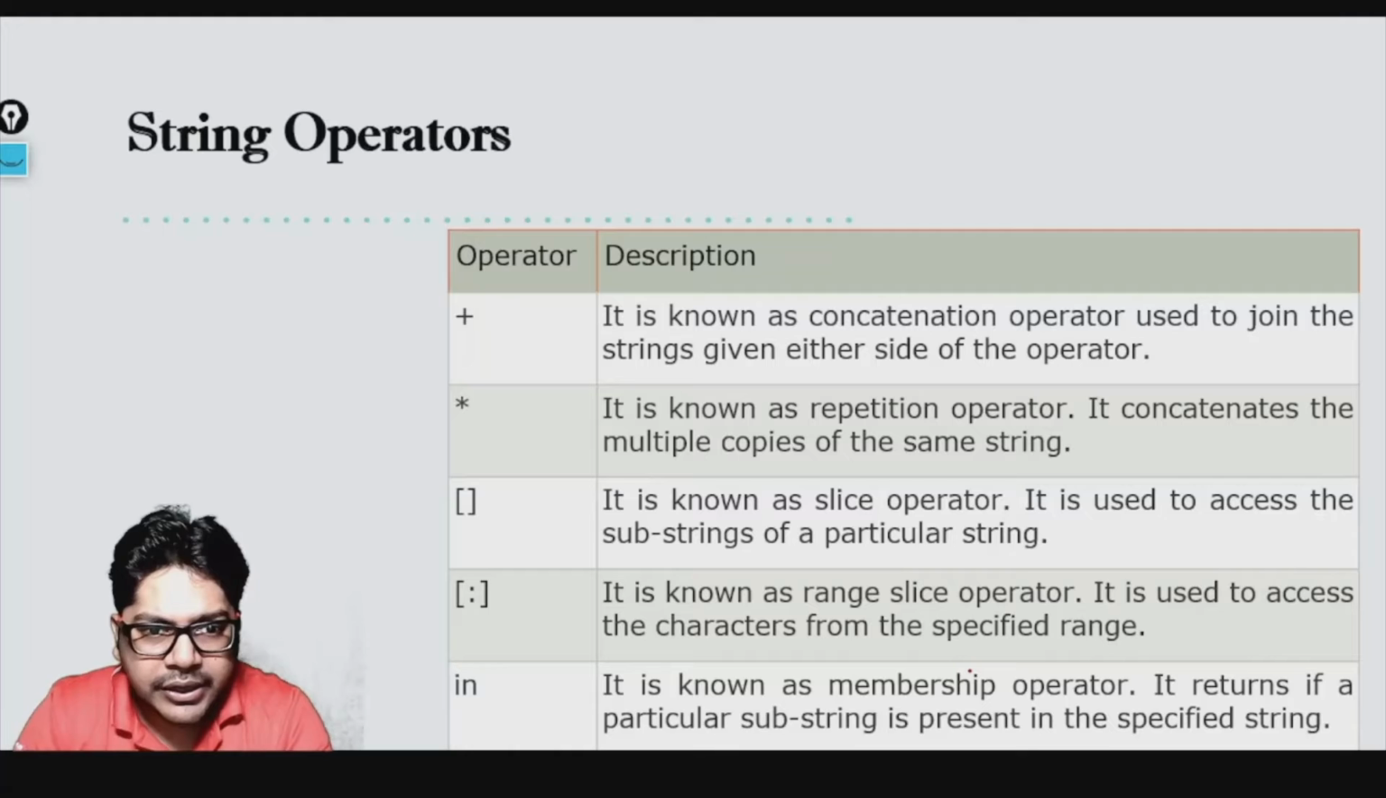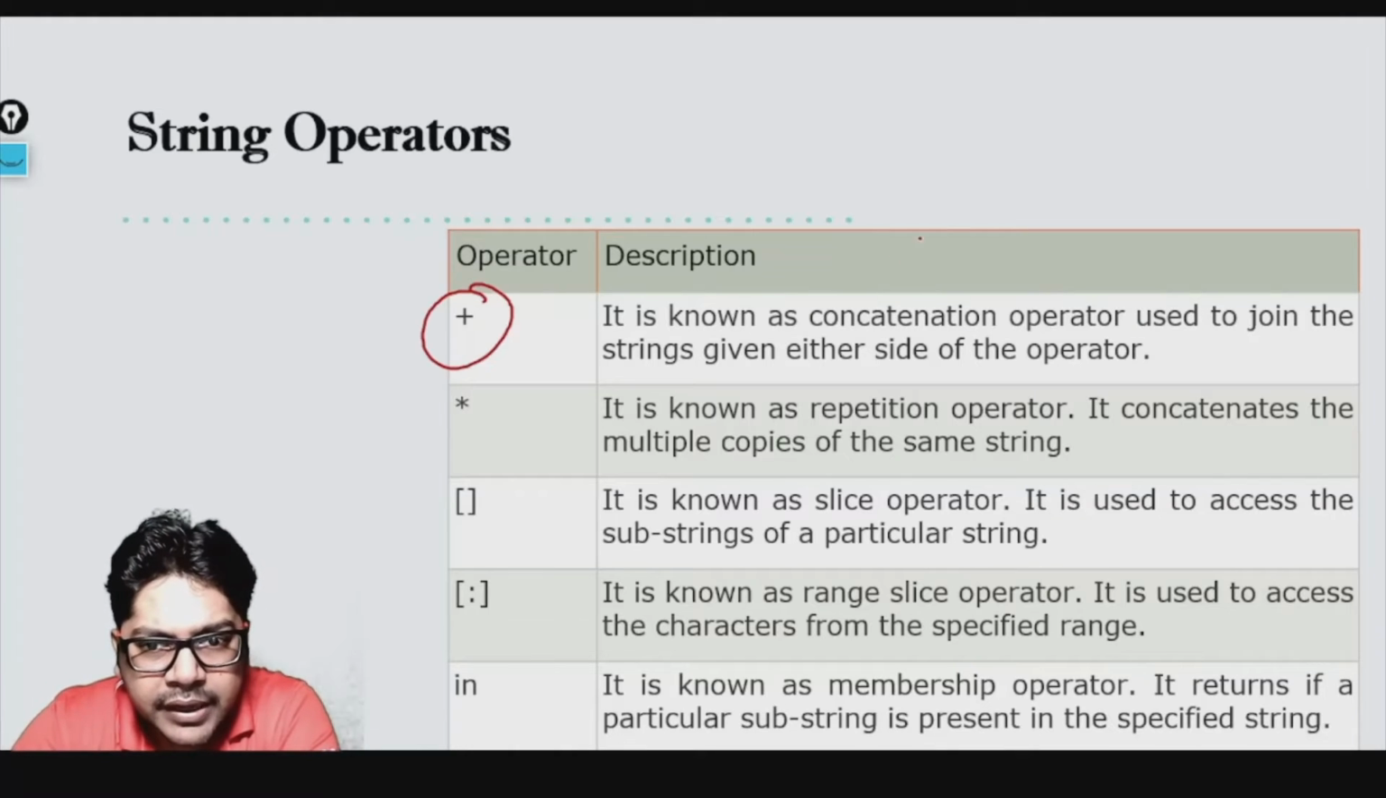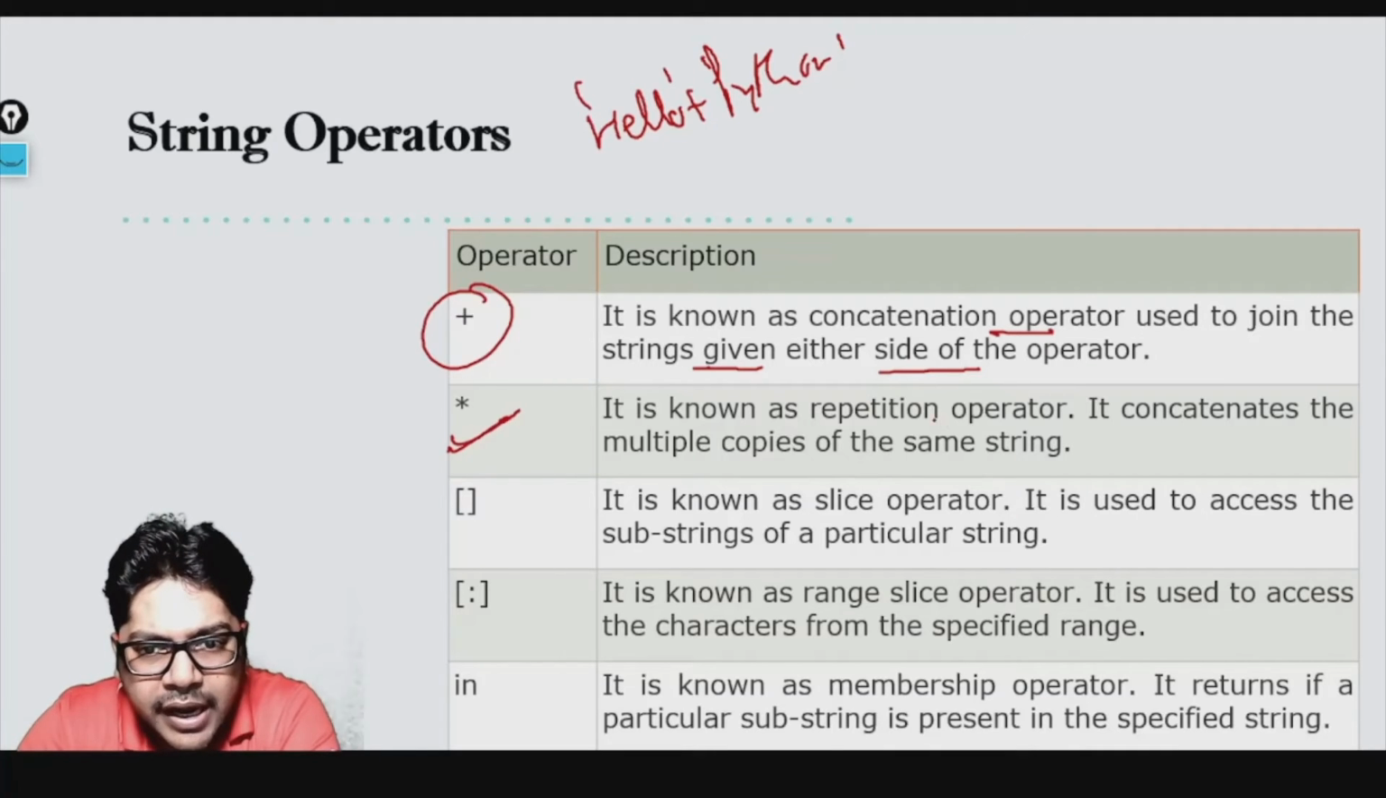Okay, now a string operator, so plus is known as the concatenation operator, used to join the strings given on either side of the operator. So if you have, let's suppose, hello plus Python, it is going to give you hello Python, right? This is how it works. Multiplication is known as the repetition operator. It concatenates multiple copies of the same string.